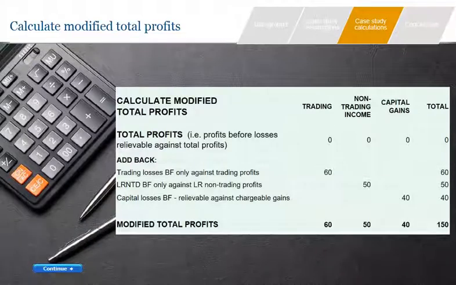You can see from the slide that modified total profits in our case study amount in total to 150 million, made up of trading, non-trading and chargeable gains amounts of 60, 50 and 40 million respectively. Please note that there are a number of other technical adjustments required by the legislation in order to arrive at modified total profits, but these are beyond the present scope. A full list of all required adjustments can be found at CTA 2010, section 269ZF. See subsections 3 and 4 in particular.